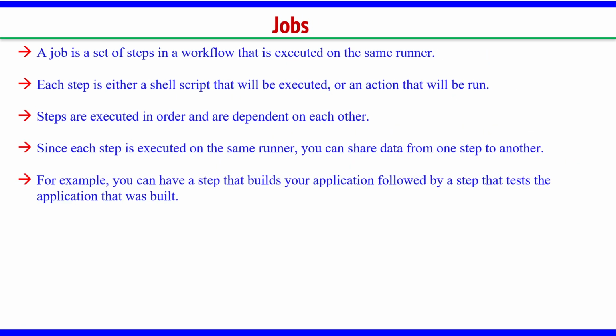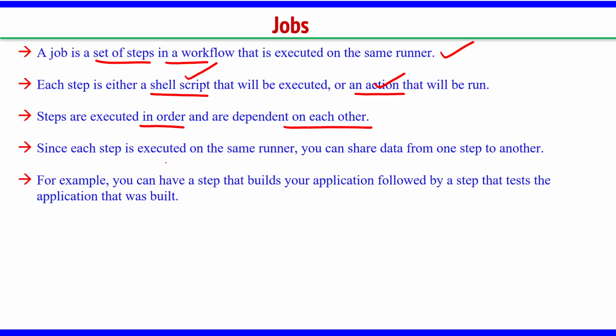So a job is a set of steps in a workflow that is executed on the same runner. Runner means a virtual machine, basically a virtual machine. Each step is either a shell script to be executed or an action that will run. Steps are executed in order and are dependent on each other. So one after the other only. One step, then second step, then third step, right? So each step could be either executing a shell script or executing an action.